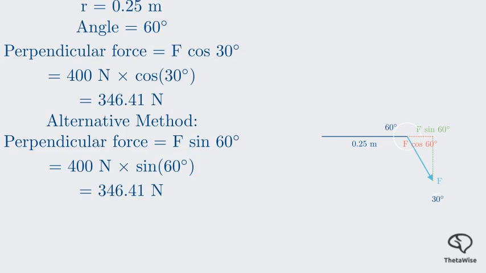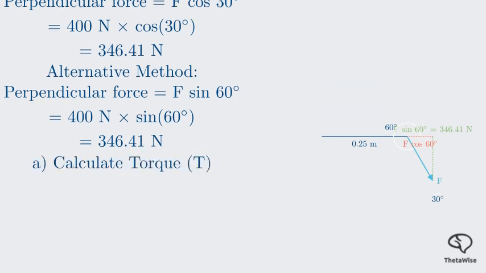It seems there was a typo in the provided diagram, labeling the force component as F cos 30. Let's correct this on the diagram for clarity. The diagram should correctly show the perpendicular component as F sine of 60 degrees. This component is 346.41 newtons. Now we can solve part A, the torque.